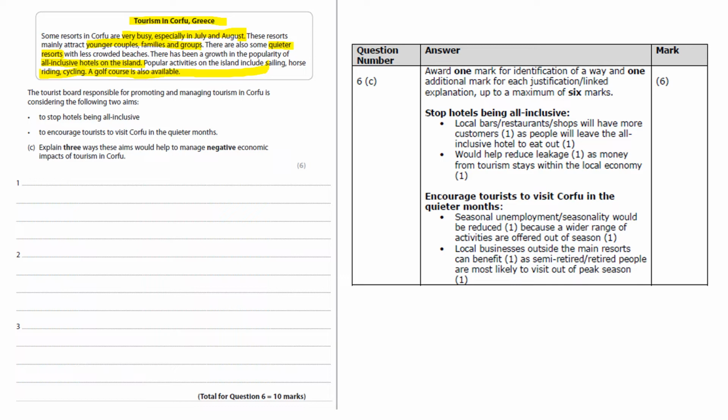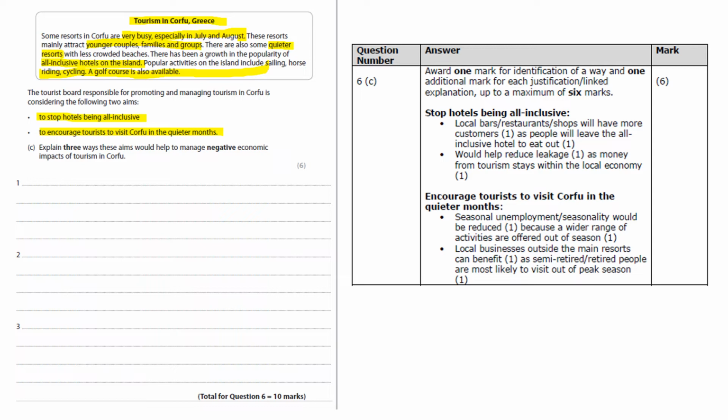So let's have a look at the questions and see if there's anything interesting there or what I need to think about. So the Tourist Board, for promoting it, is considering the following 2 aims. To stop hotels being all-inclusive, okay, and to encourage tourists to visit in the quieter months. So it comes back to that wanting them to come in outside of July and August.